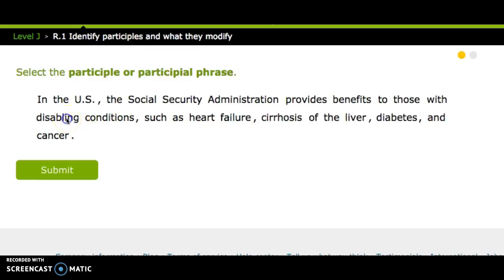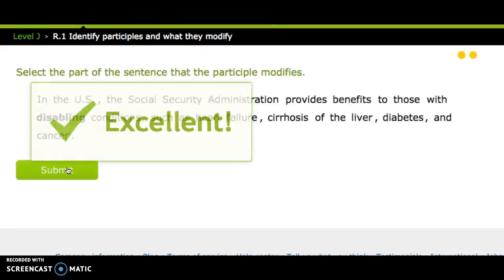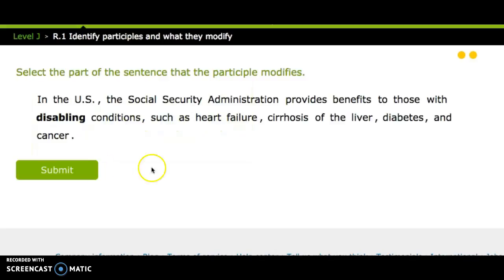I know this because it's right in front of a noun. It's modifying the conditions. What kind of conditions are disabling? So it ends in ing, it's modifying a noun, so it is a participle. All right, let's try another one.